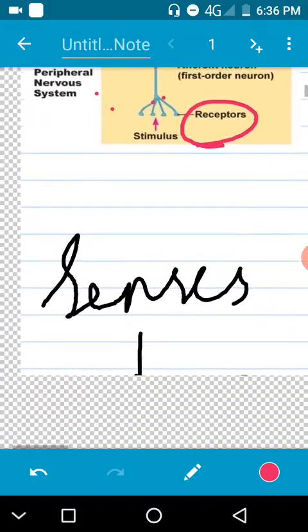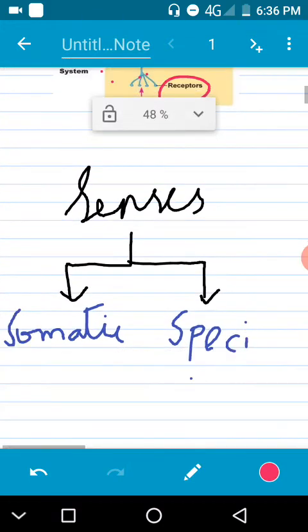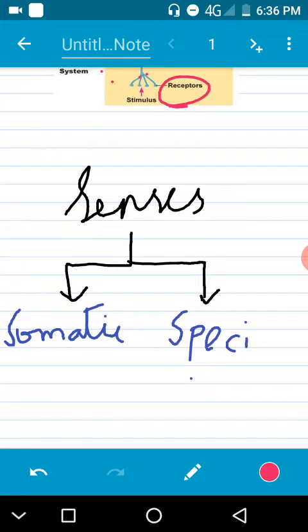Okay, so as I told you before, the senses are broadly classified into somatic sensations and special sensory sensations. What comes under the somatic sensations will be the next question in our minds. Under the somatic sensations, it is nothing but your touch, pressure, pain, and temperature. And all of these, as you all know, are sensations that arise from the skin.